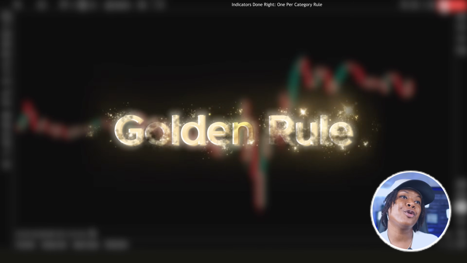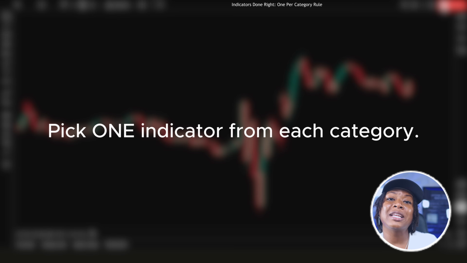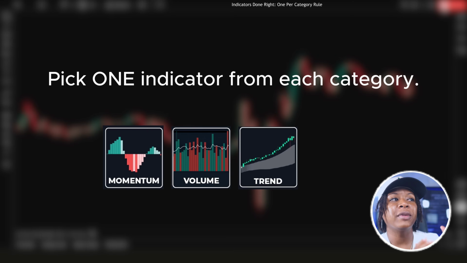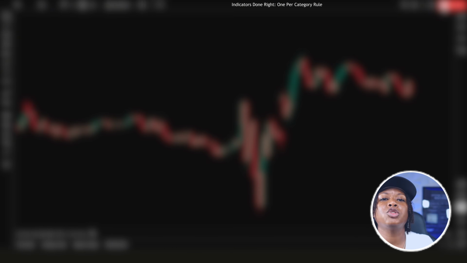Now, the golden rule, and this may not be for everybody, but I say use 1 indicator per category. Here's a challenge. Pick 1 indicator from each one of these 4 categories. That's it. So that means on your chart, whatever time frame you're looking at, you're going to have max 4 indicators. I promise you, it's gonna change your life, okay?